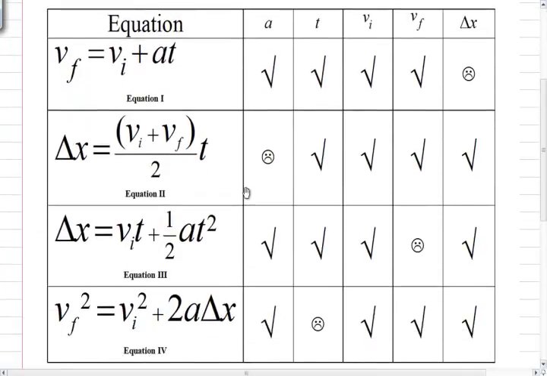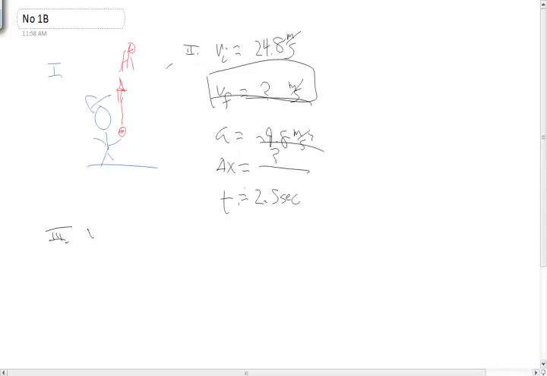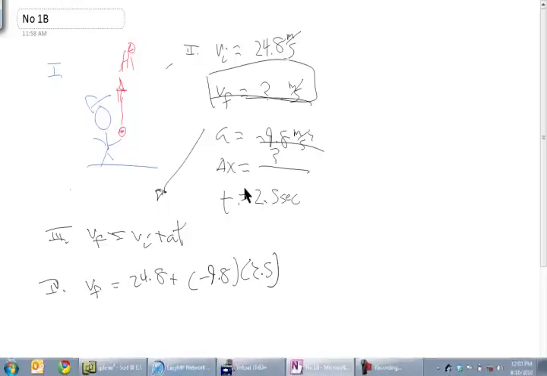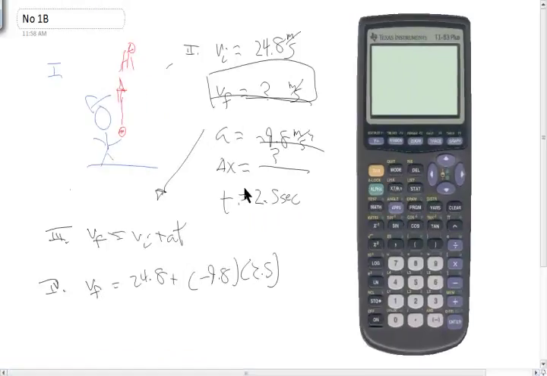Expand my equation. VF equals VI plus AT. And then we'll substitute and solve, okay? Step 4. Final velocity is what I want to know. Initial is 24.8. Acceleration due to gravity is negative 9.8 meters per second every second for 2.5 seconds. So now I'll just get out my calculator and I'll plug and chug. Watch for order of operations, okay? This will be 24.8 plus, in parentheses, negative 9.8 times 2.5 seconds, okay?